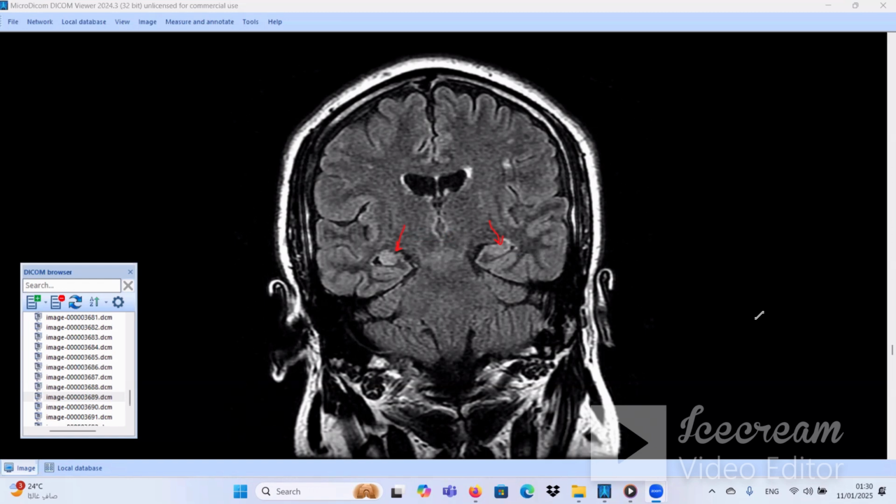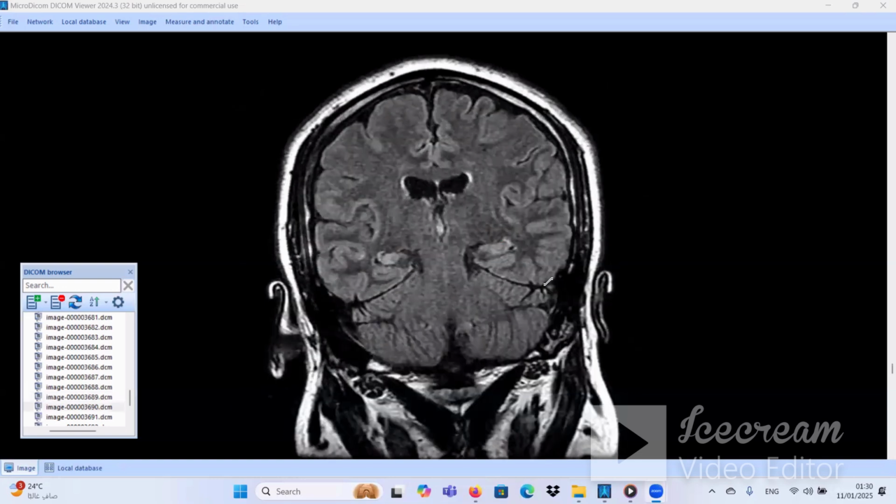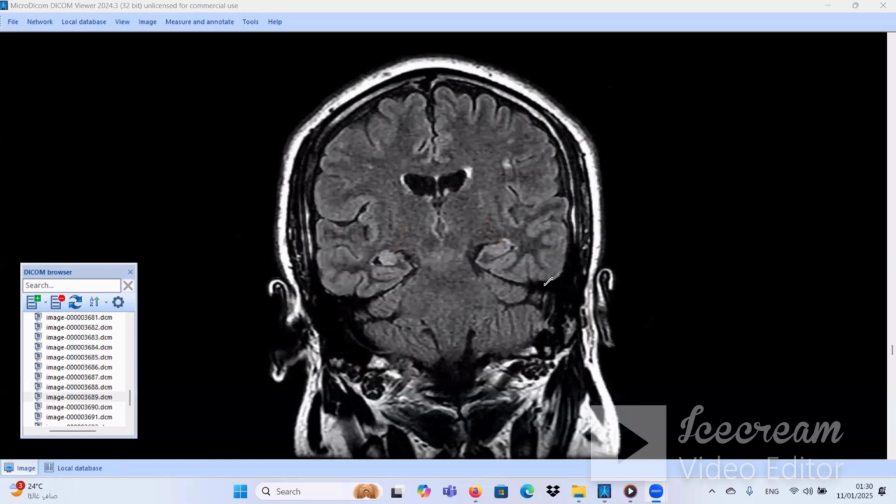There is a loss of the normal architecture for the hippocampus. There is a high signal, that means there is gliosis of the hippocampus. So it is totally different than the normal side on the contralateral side. Really, we don't have too much secondary sign except minimal dilatation for the temporal horn as compared to the left side.